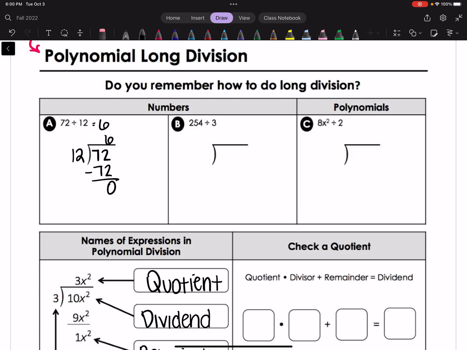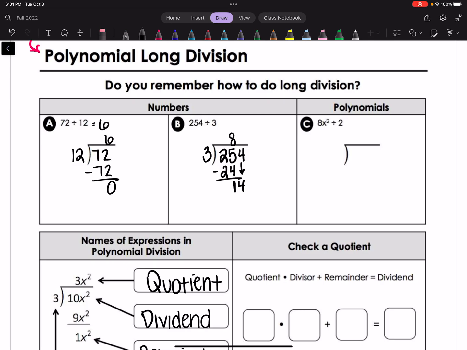If we move to question B, we've got 254 divided by 3, so I'm going to set up my long division again. Now I'm thinking how many times does 3 go into 2? In this case it doesn't, so I've got to move over to the tens place, so how many times does 3 go into 25? The most that it can go in is 8 times. Now I do my multiplication, so 3 times 8 is 24. And I'm going to move on to my subtraction. So 25 minus 24 is 1. And then I have another number to bring down. So I'm going to bring down my 4 to make this 14.